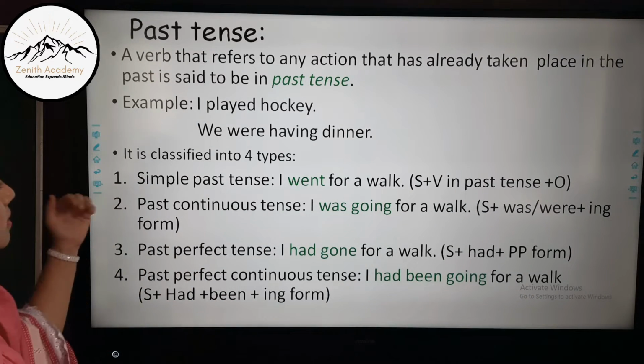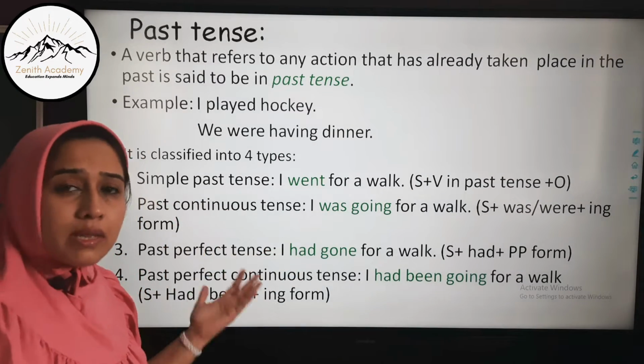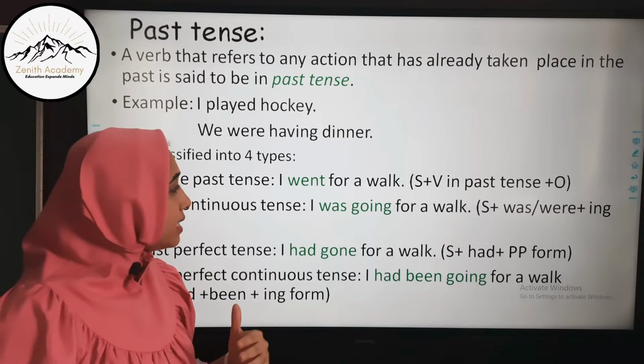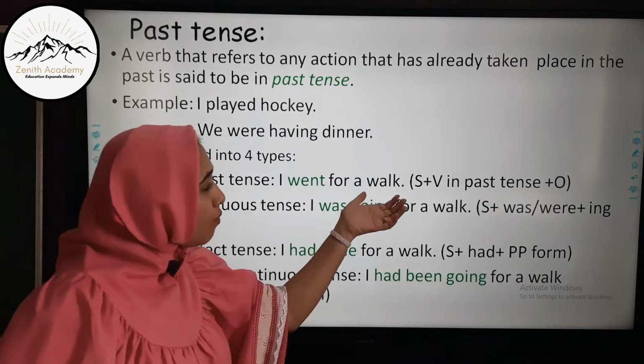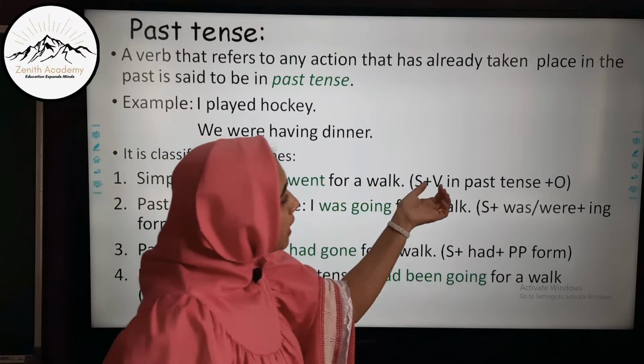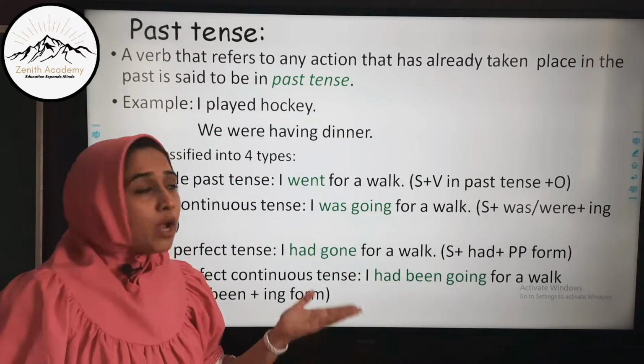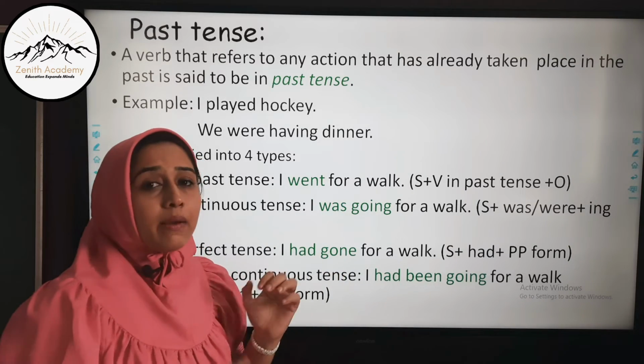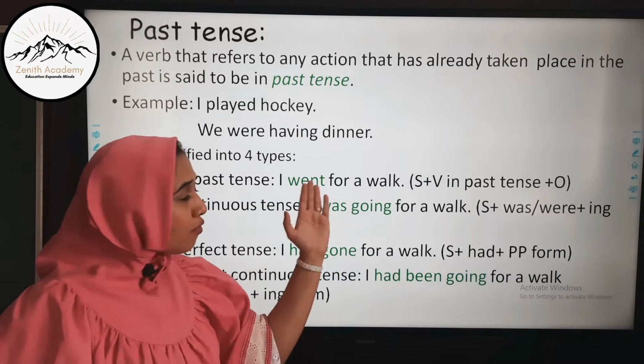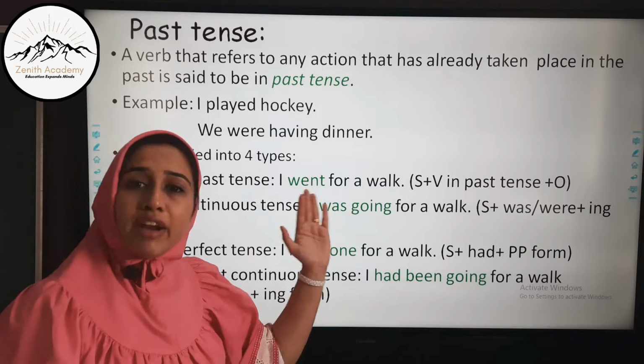The first one is simple past tense. Similar to the simple present tense, it will be I went for a walk. It will be subject plus verb plus object, but the verb will be in the past tense. Go becomes went. In the present tense we had used I go for a walk. Here it becomes I went for a walk.